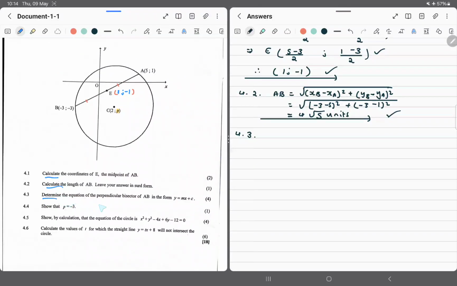Determine the equation. Now we are at liberty to do what we want, but obviously anything more than 3 marks is going to involve some calculations. The equation of a perpendicular bisector of AB in the standard format. Now, what do you know, guys, about the perpendicular bisector of AB? If this line is drawn perpendicular to this and it bisects that chord AB, remember AB is a chord of a circle. It means that line passes through the center of the circle.